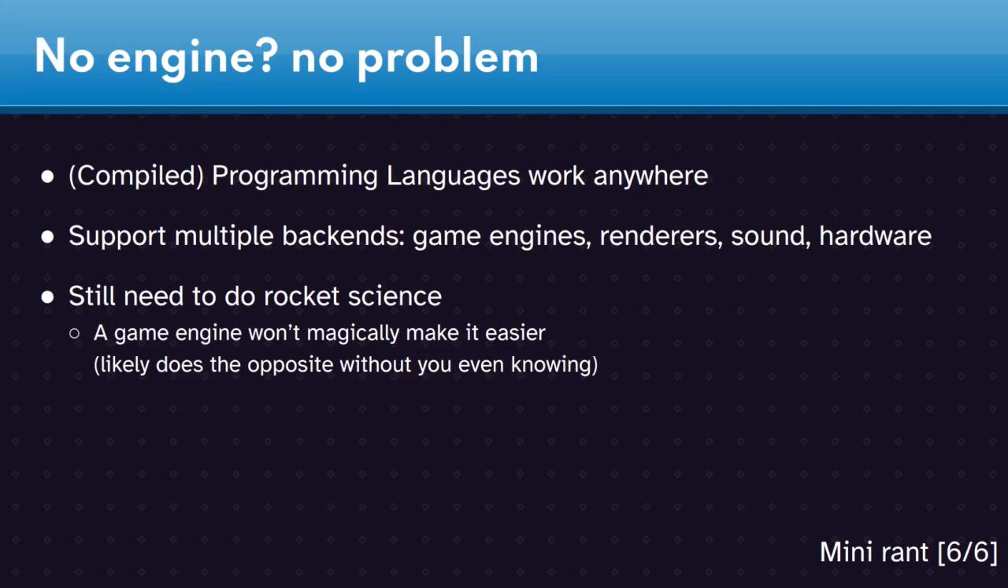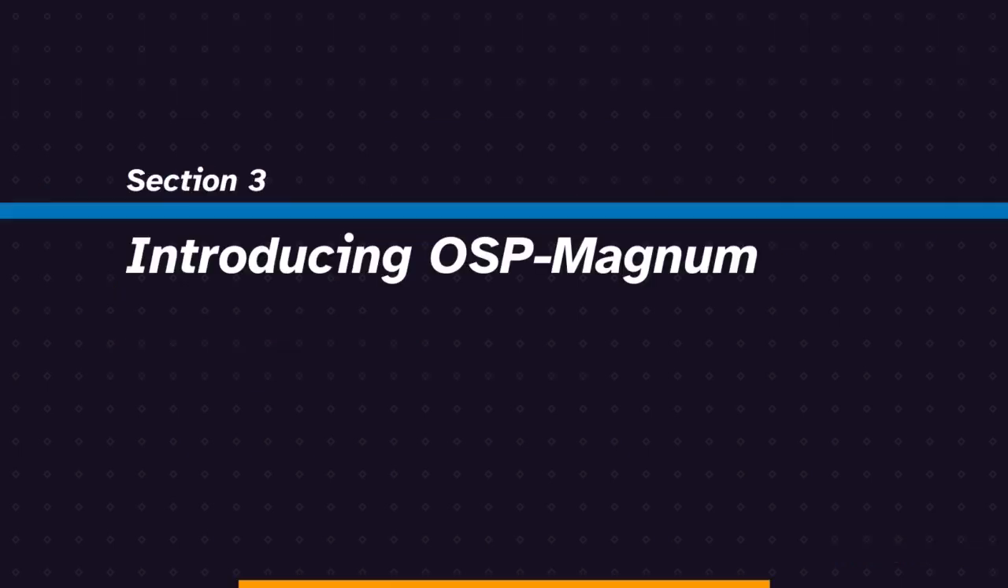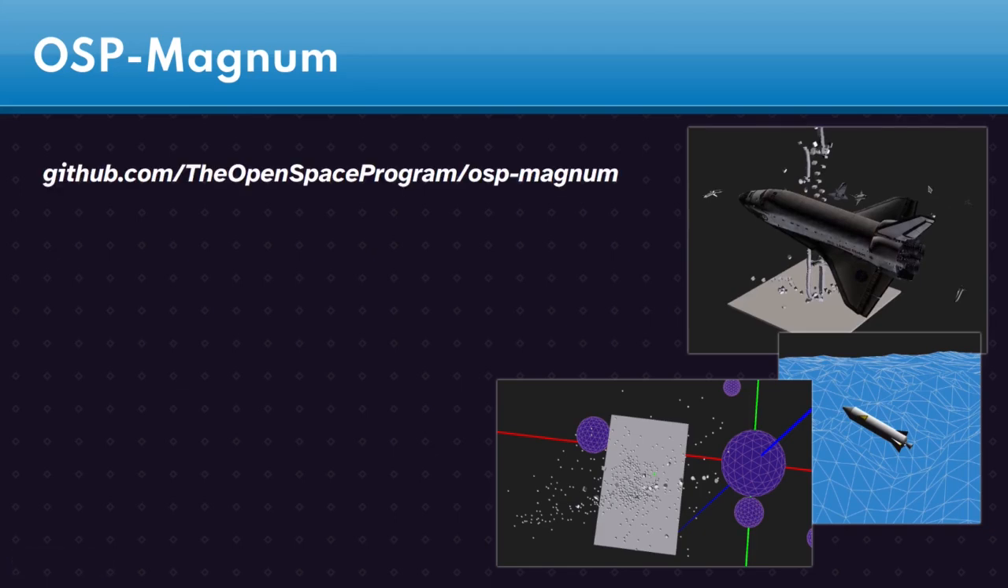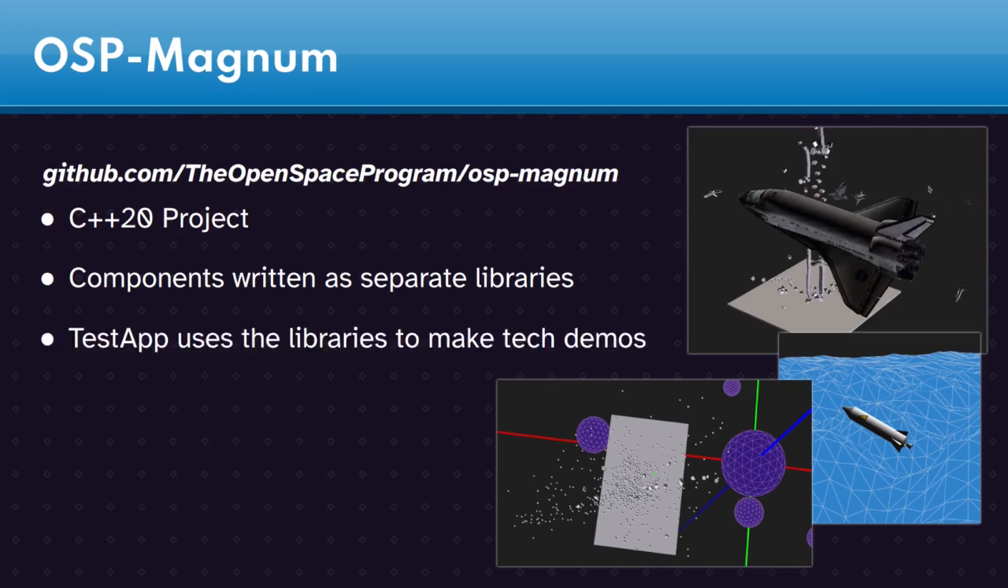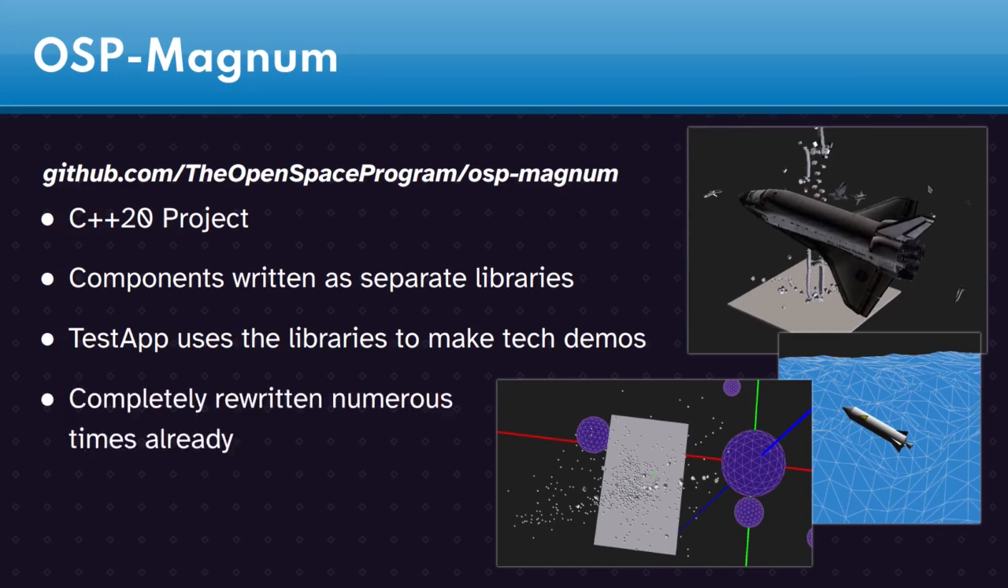And with that aside, introducing OSP-Magnum. This project is on GitHub at the moment. It is a C++20 project. Every component is written as a separate library, because why not? And one part of it is called the test application, which takes all of these libraries and uses them to make tech demos. And it's been completely rewritten numerous times already.